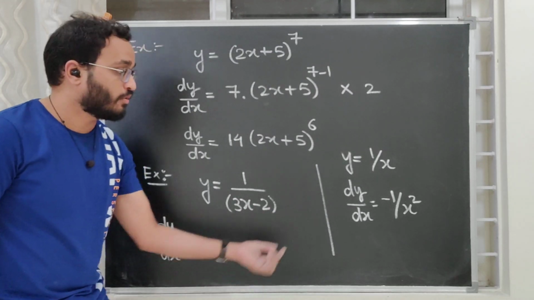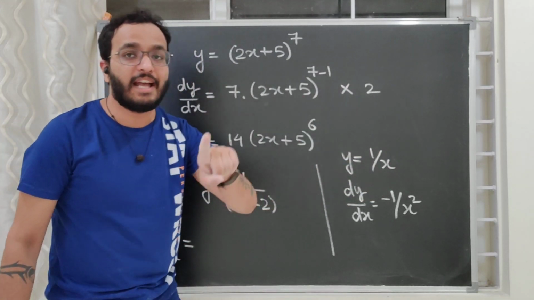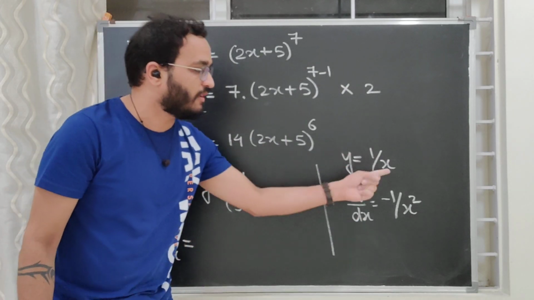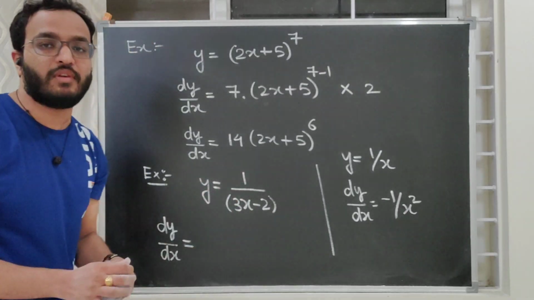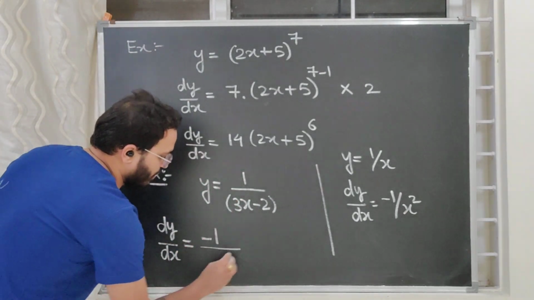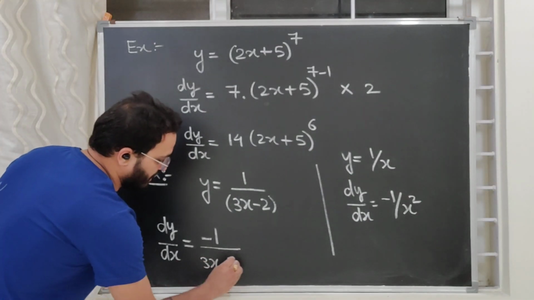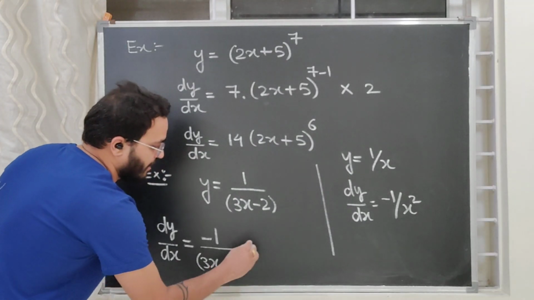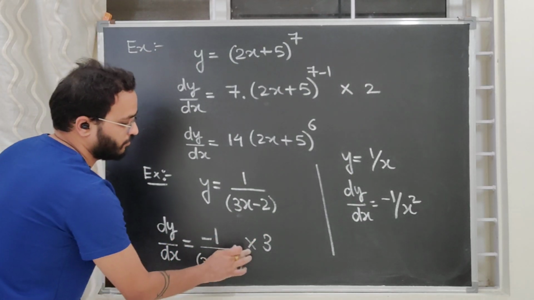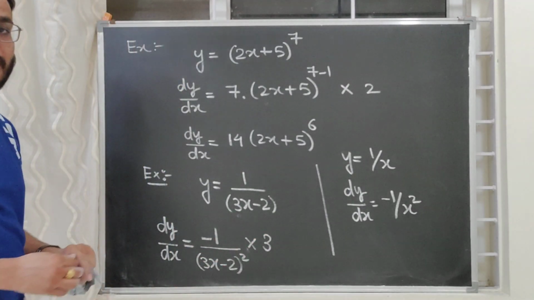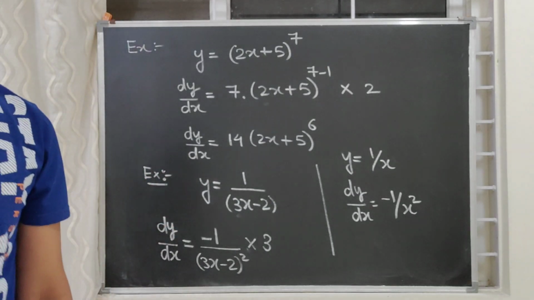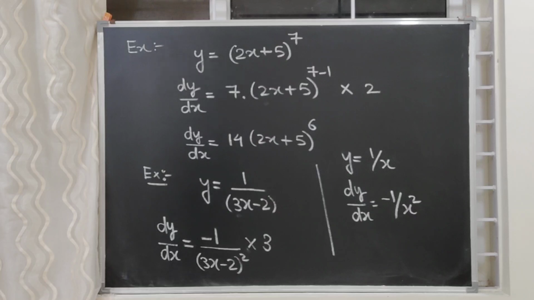ax plus b. So the function was 1 by x, but x was replaced with ax plus b. So it doesn't matter, the way you differentiate this function, the same way you will differentiate this function. See, you will say it will be minus 1 upon 3x minus 2 whole square, just that this coefficient will be multiplied at last. Do you understand this? Please be attentive and things will be clear.